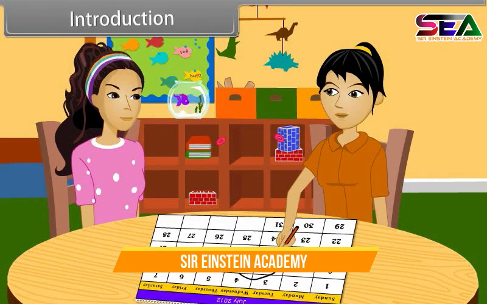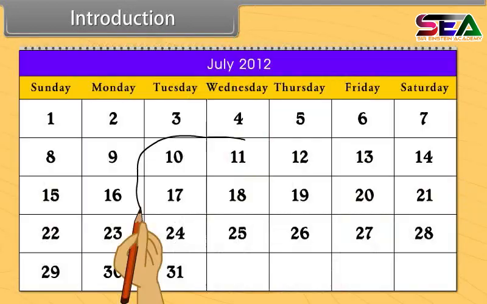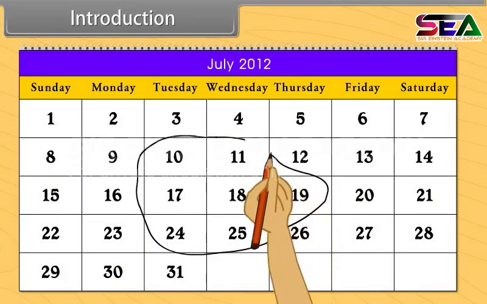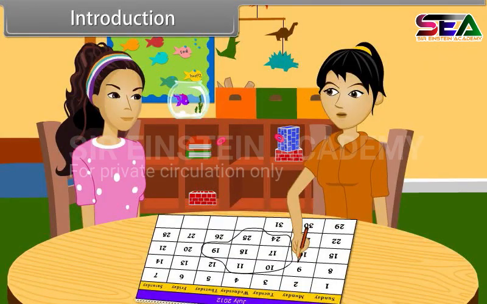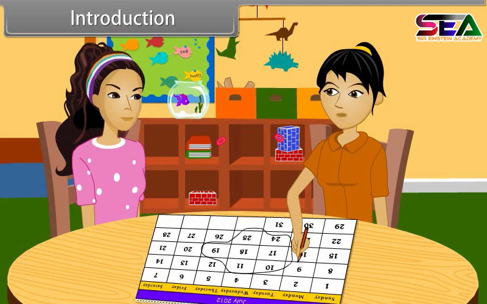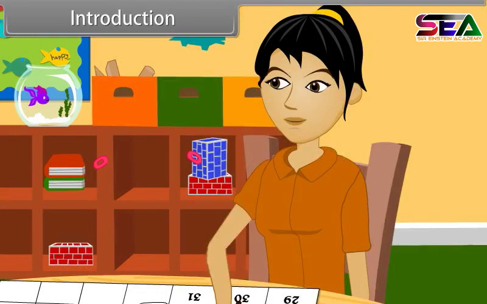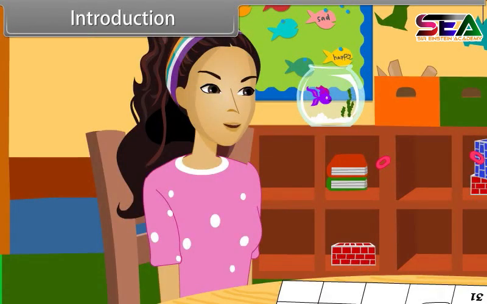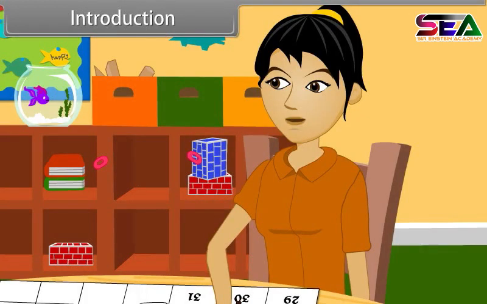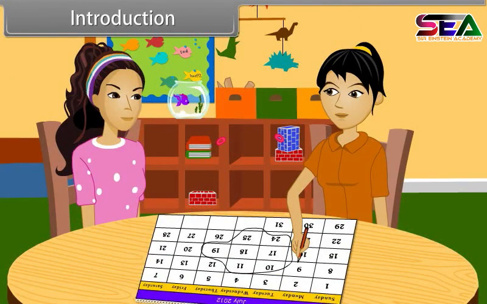Introduction. Why are you marking circles on the calendar? Actually, I have class tests on these days. I have to note these dates in my notebook. Don't you have any test on the complement of these days? Complement? What does that mean? Oh, you don't know complement? No? Come, I will explain you.